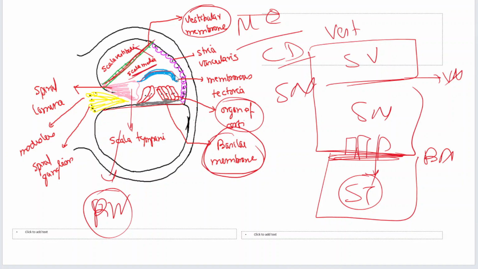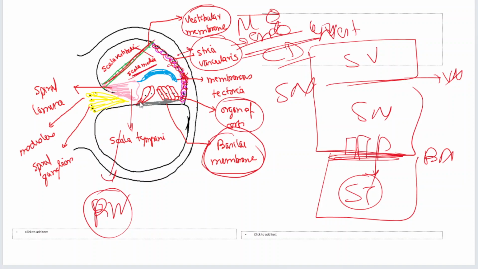On top of it, you have another membrane called the tectorial membrane. All this comprises what is called the organ of Corti. On the lateral side of it, you will have the stria vascularis, which is close to the bone. It is producing endolymph on a minute-to-minute basis. So this is the production site of the endolymph.